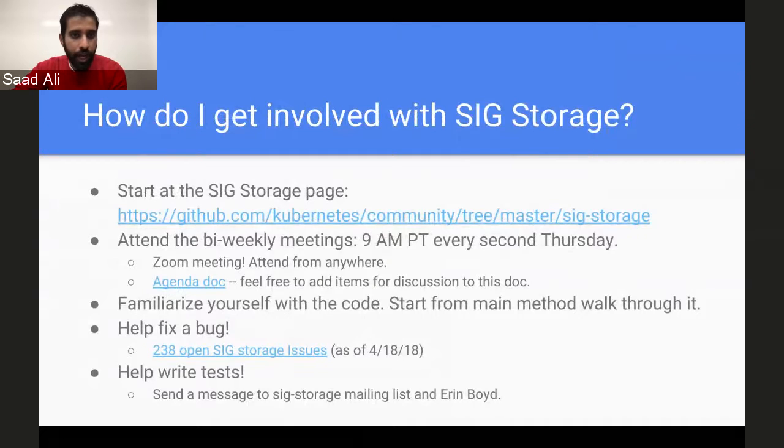Next question is, how do I get involved with Storage SIG? So again, the starting point is the SIG Storage homepage. Go there. That'll have all the information that you need. Like I mentioned, we have meetings every 2 weeks at 9 a.m. Pacific time every second Thursday. It's a Zoom meeting. You can attend from anywhere you are. You can just listen in if you want.